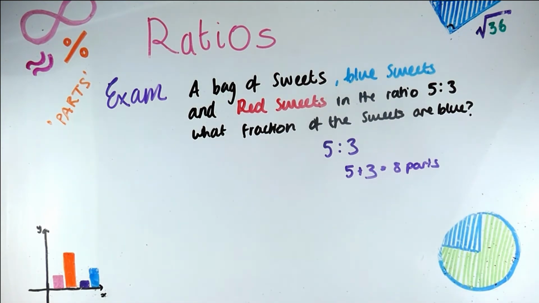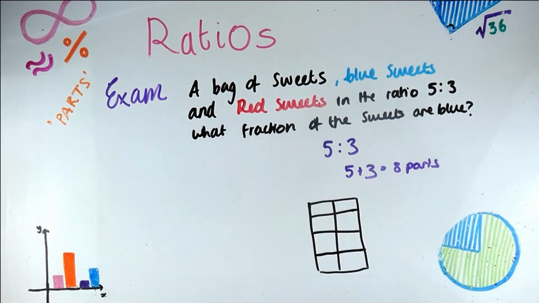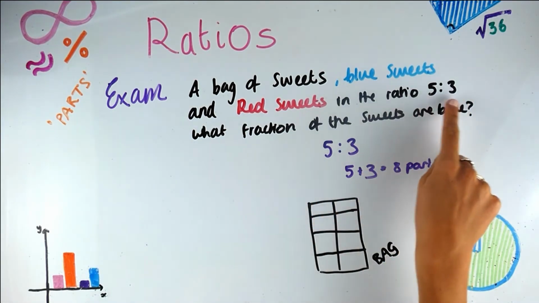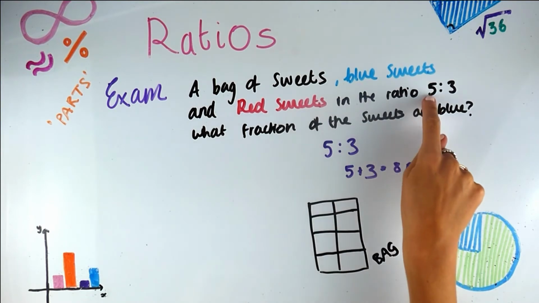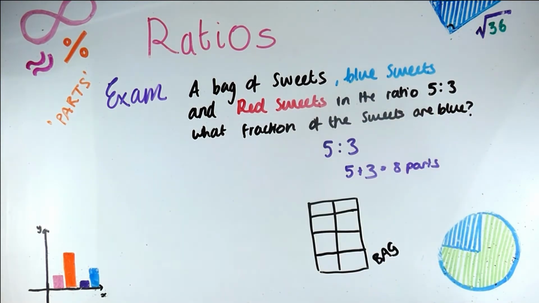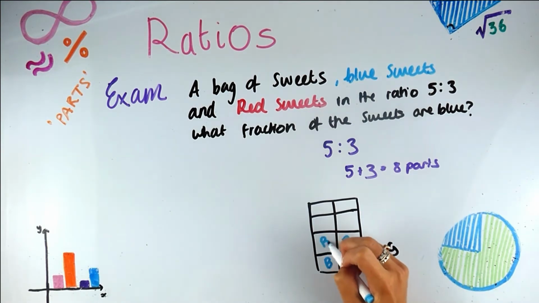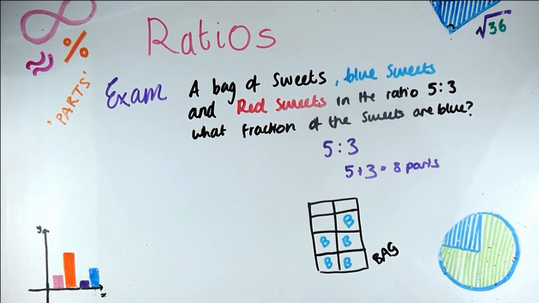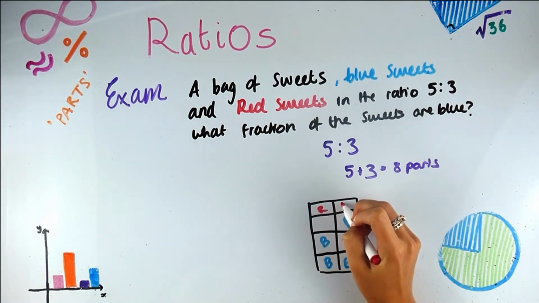So let's say we have just one bag, and these are a part. I'll label it bag. So we split it up into the 8 parts. Now we know in the ratio 5:3, and we know blue comes first, then red, so blue is first. So 5 are blue, so we can go blue, blue, blue, blue, blue. And then 3 are red, so we can say these 3 are red.